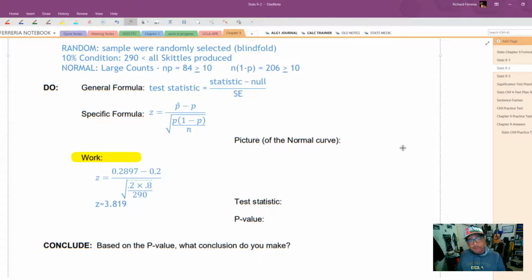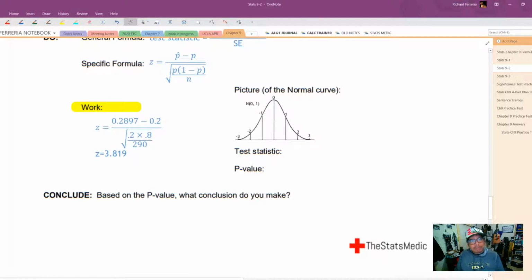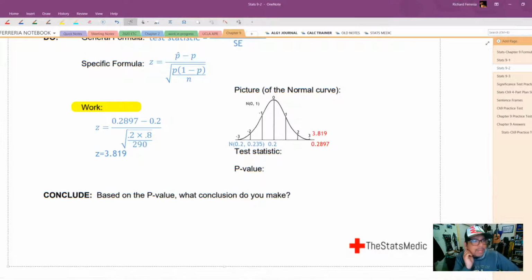Once you have your z-score, you're going to do the picture of the normal curve. You're going to label it with the appropriate mean and standard deviation. Locate the z. So in our case, it's 3.8. That's really far off to the end, isn't it? Let me rephrase that. We're going to put the test statistic 3.819 above the curve. We're going to put our statistic underneath the curve, 0.2897.